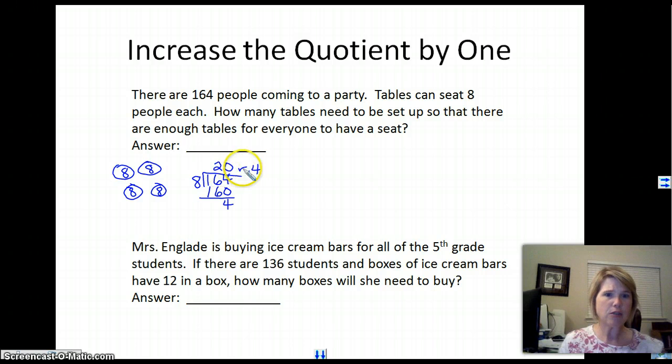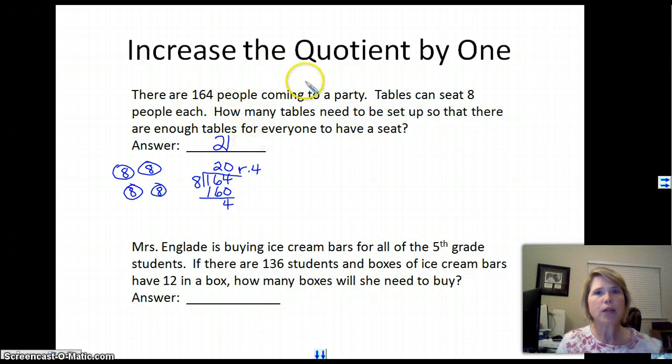Well, this is not our answer. The question is, how many tables need to be set up so that we have enough tables for everyone to have a seat? Okay? Think about that. Is 20 tables going to be enough, or do we need 21 tables? Okay? If everybody comes to the party, 164, and you only have 20 tables set up for 8 people, there's going to be 4 people left without a table. That's going to be pretty embarrassing to you if you don't have enough tables set up for everyone. So that's why we have to increase.